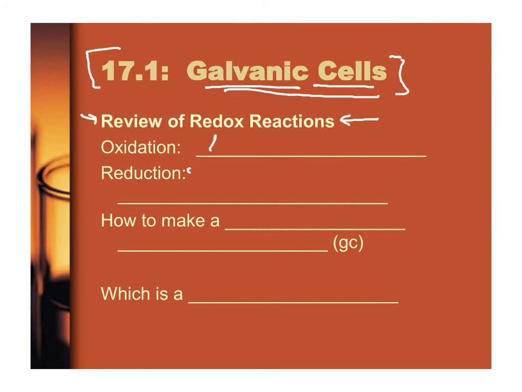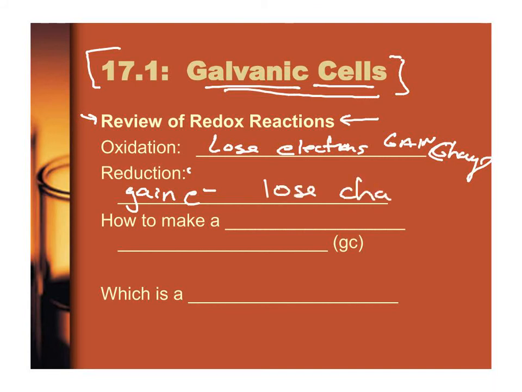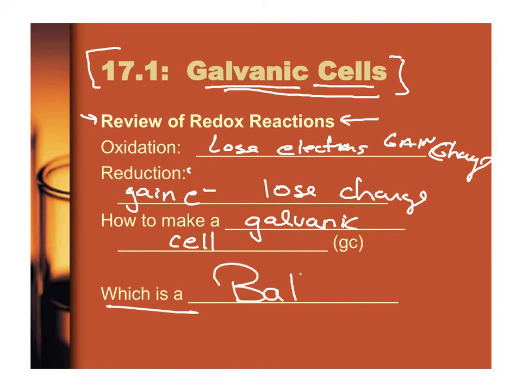Okay, oxidation, as you recall, you lose electrons, or you gain charge. It says charge, not gauge. And reduction is you gain electrons, or you lose charge. And you know that I like to look at the charge because reduction sounds like you're losing something and you're losing a charge. So how do you make something called a galvanic cell? And essentially a galvanic cell is a battery.